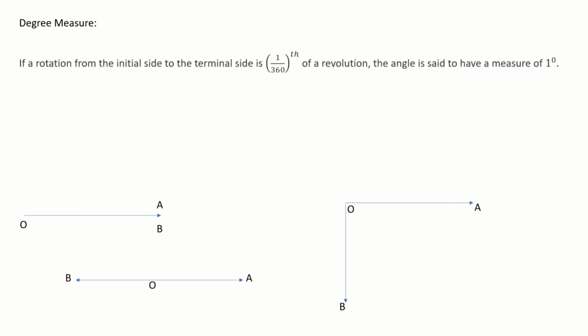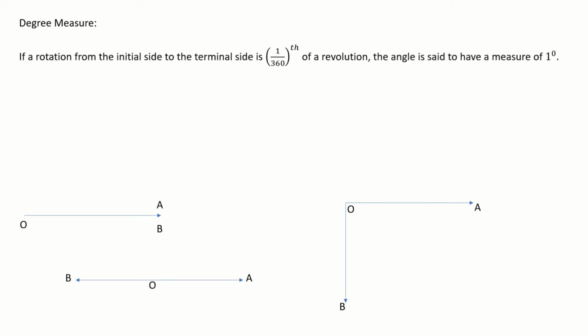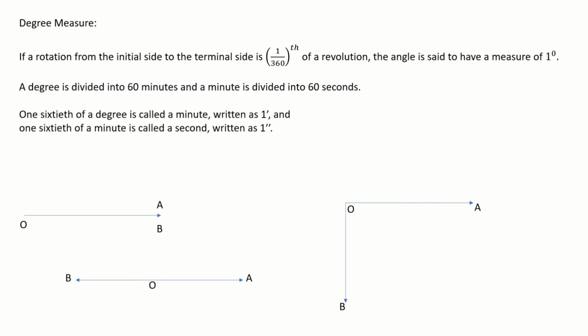Degree measure. If a rotation from the initial side to the terminal side is 1/360th part of a revolution, the angle is said to have a measure of 1 degree. A degree is further divided into 60 minutes and a minute is divided into 60 seconds. Thus, 1/60th of a degree is called a minute and 1/60th of a minute is called a second. Hence we have 1 degree is equal to 60 minutes and 1 minute is equal to 60 seconds.